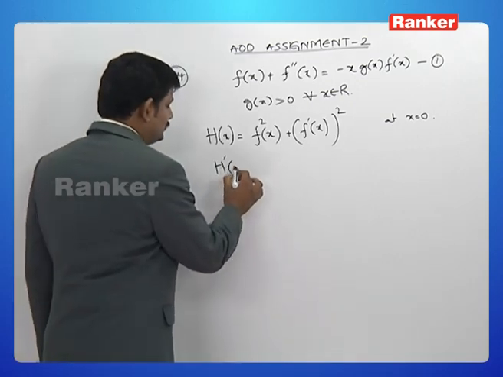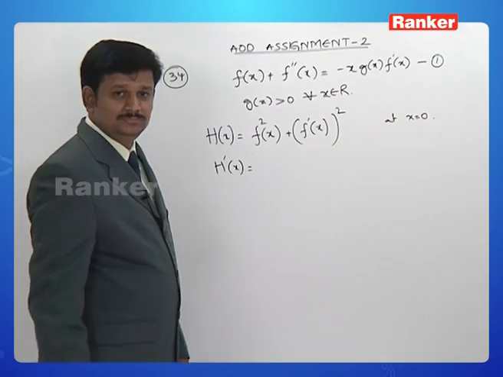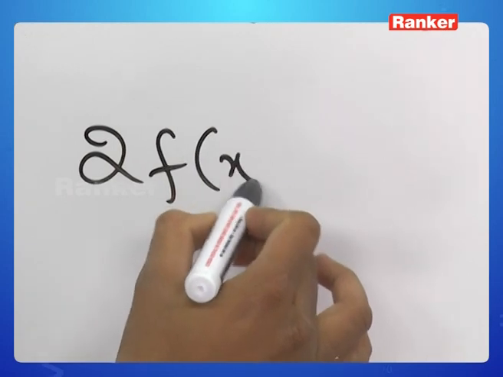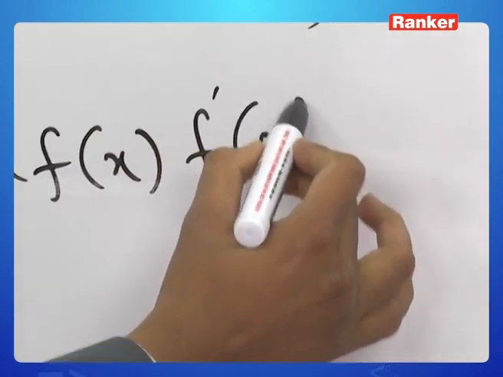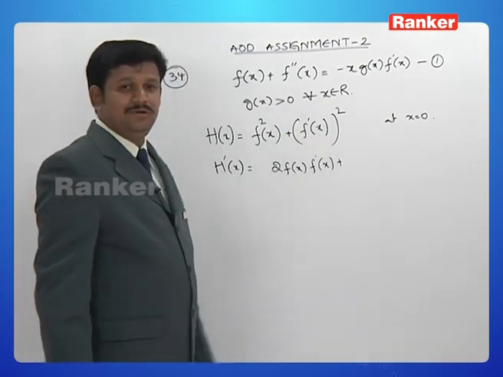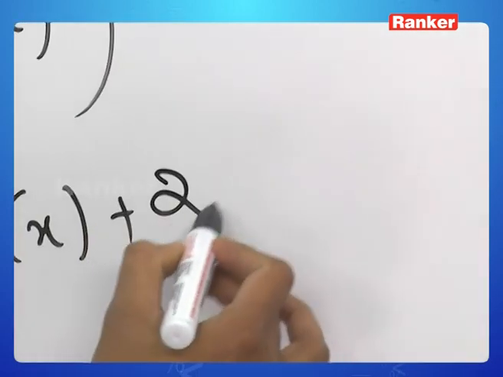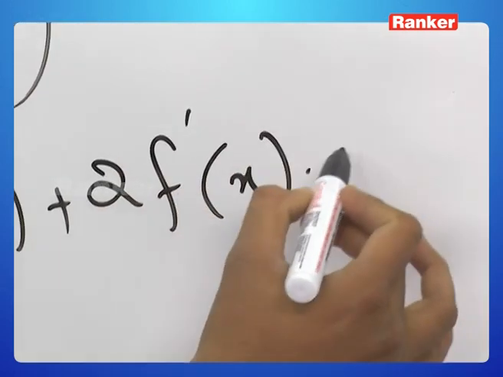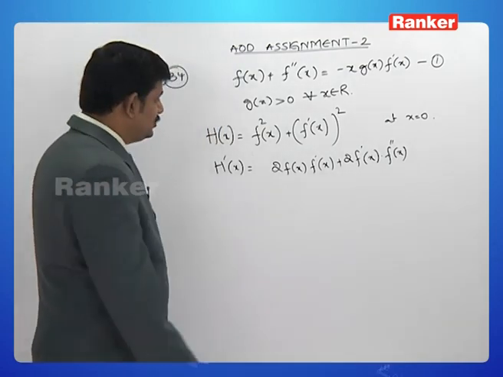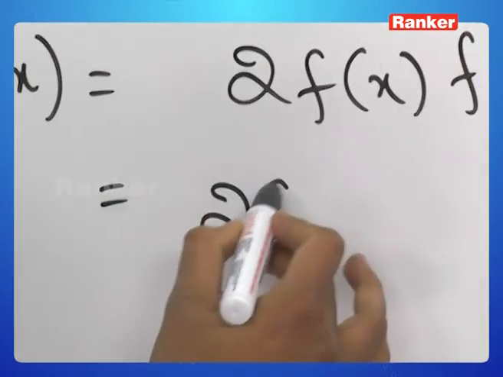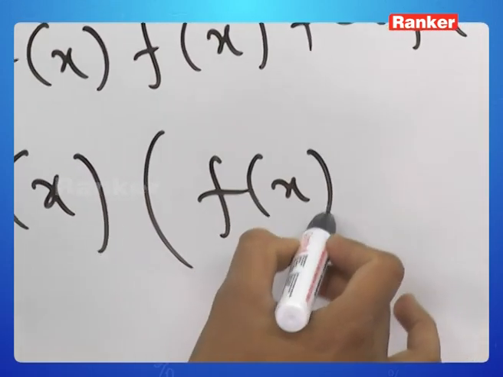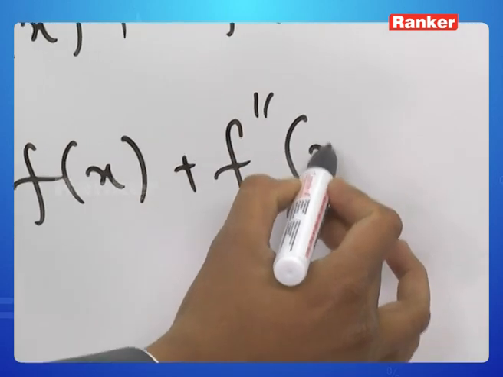H dash of x is equal to derivative of f square x, 2 f of x into f dash of x, plus derivative of f dash of x whole square, 2 f dash of x into derivative of f dash of x, which is f double dash of x. From these two, if we take 2 f dash of x common, we are left with f of x plus f double dash of x.